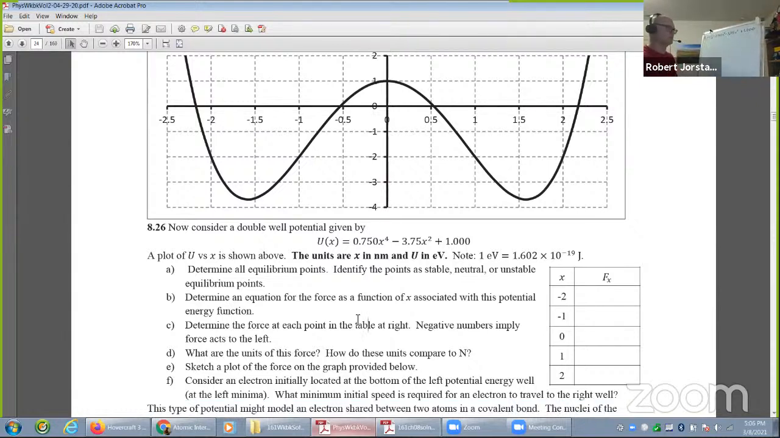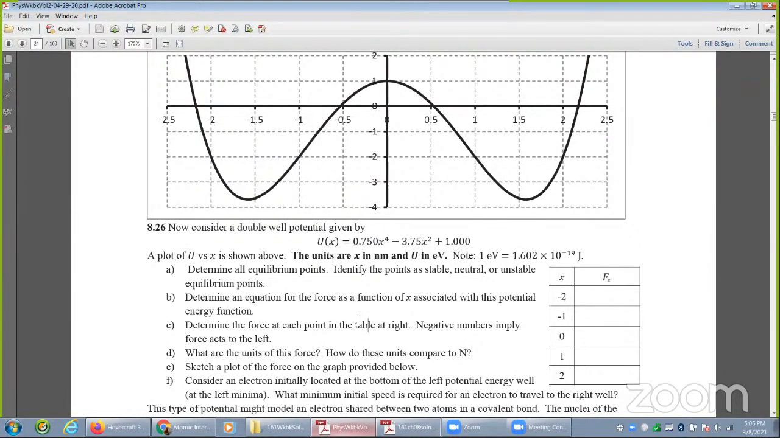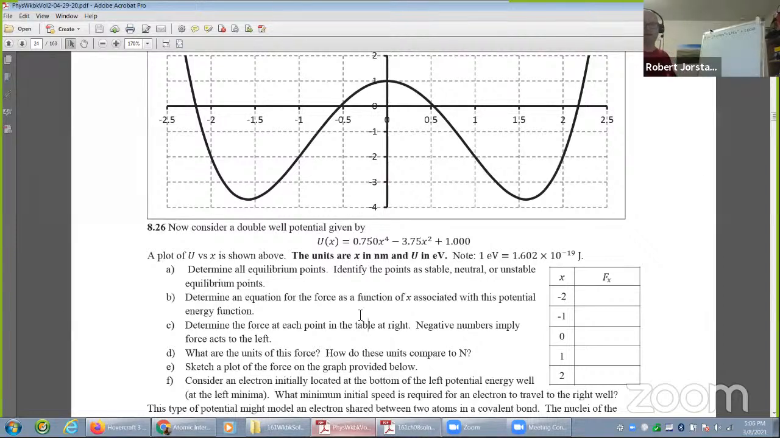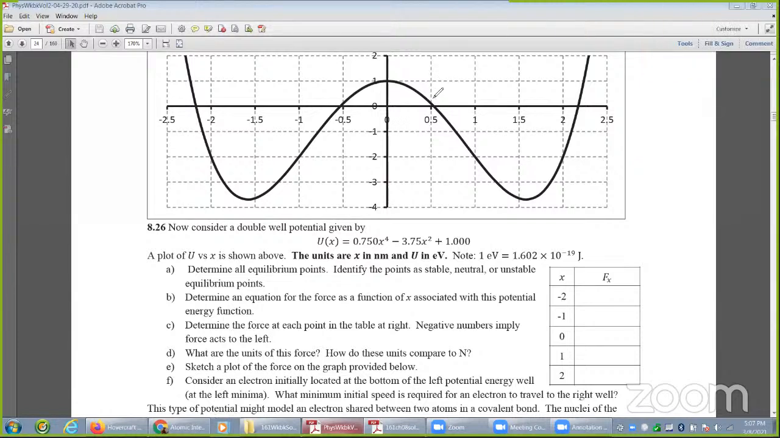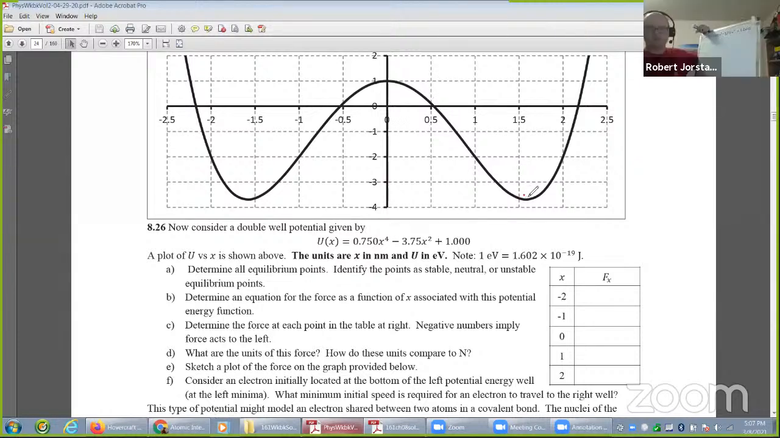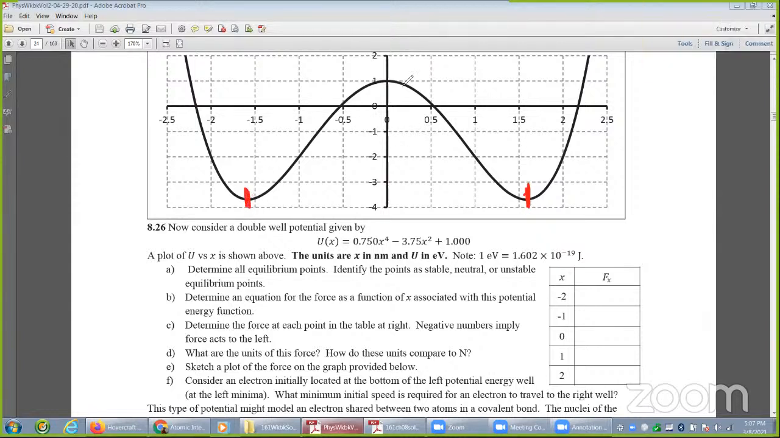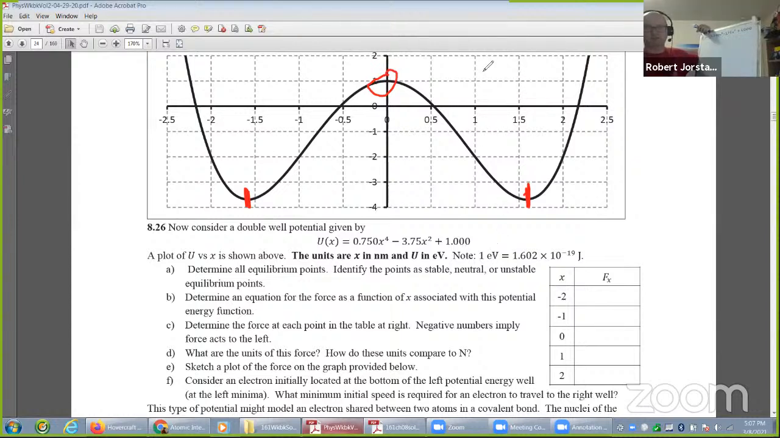All right, how many equilibrium points do we have? 2. No, there are 3. So, Alonzo, you saw 2. Where are the 2 that you saw? At what values of x? Negative 1.5 and 1.5. Yeah, he saw the 2 stable equilibrium. And where's the third one? The unstable at 0. Right up there. Okay, got it. So we see there's 3 equilibrium points.